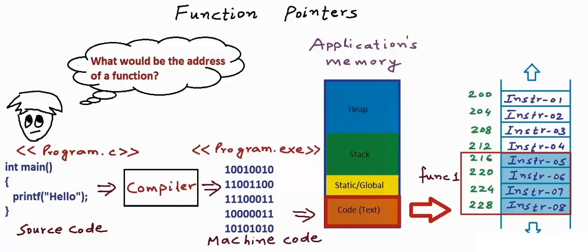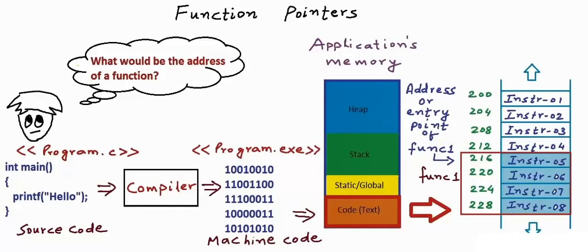The address of a function, what we also call entry point of a function, will be the address of the first instruction in the function. In this example here, address of function 1 is 216. A function call in machine language will basically be an instruction to jump to entry point of some function, to jump to first instruction in a function. Now, we will not go any deeper into architecture now. This is good enough to understand function pointers.